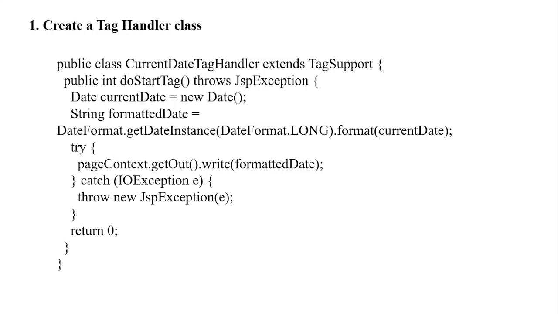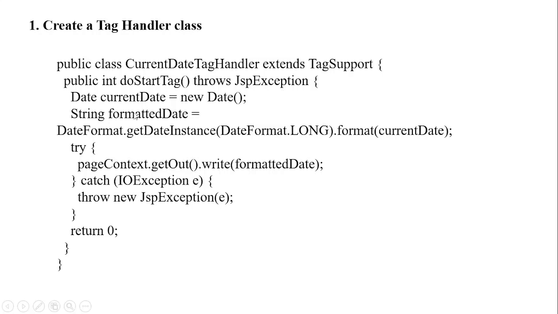So to create a handler class, what we study is we create a class by extending the TagSupport class, because this will help us to make a tag. And in this TagSupport class we get doStartTag. So here we are not getting any doGet and doPost method. We get doStartTag here, and this doStartTag throws JspException.